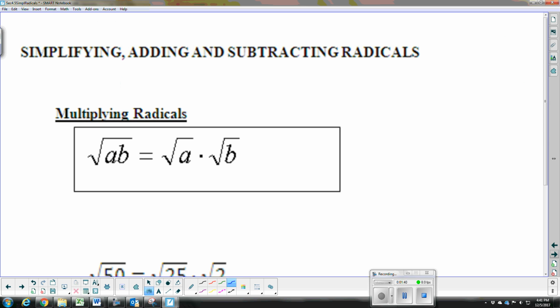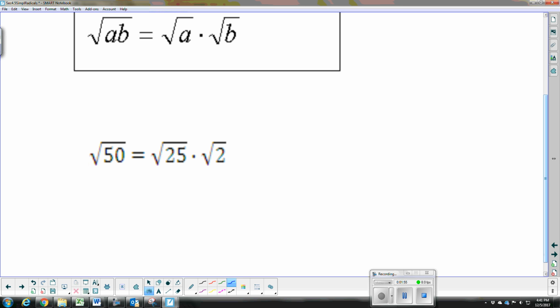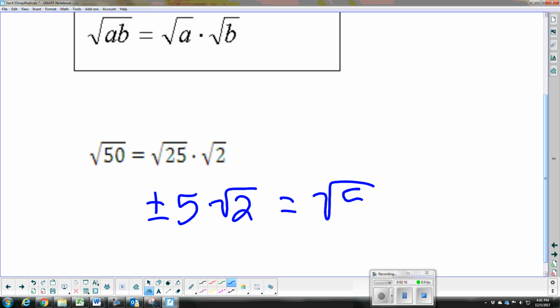All right, so let's get into simplifying some of these radicals. Remember, when you multiply radicals, the square root of a times b is the same as the square root of a times the square root of b. So for example, the square root of 50 is the same as the square root of 25 and the square root of 2. What's the square root of 25? It's a perfect square. Square root of 25 is plus or minus 5. So you have plus or minus 5 times the square root of 2. So this is the same as the square root of 50.